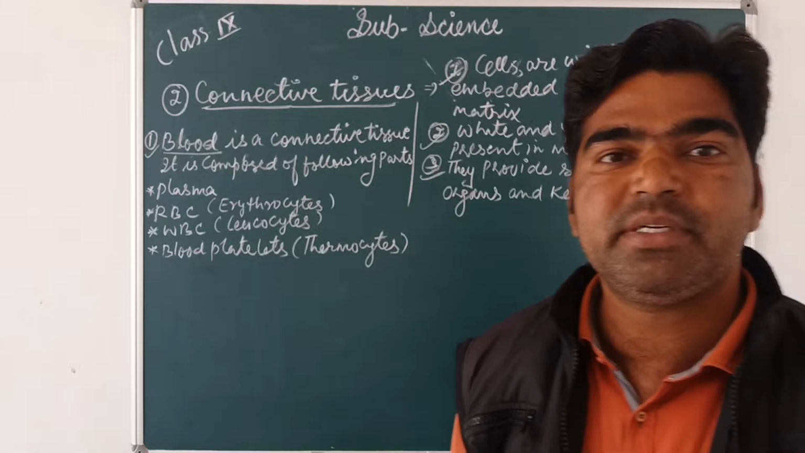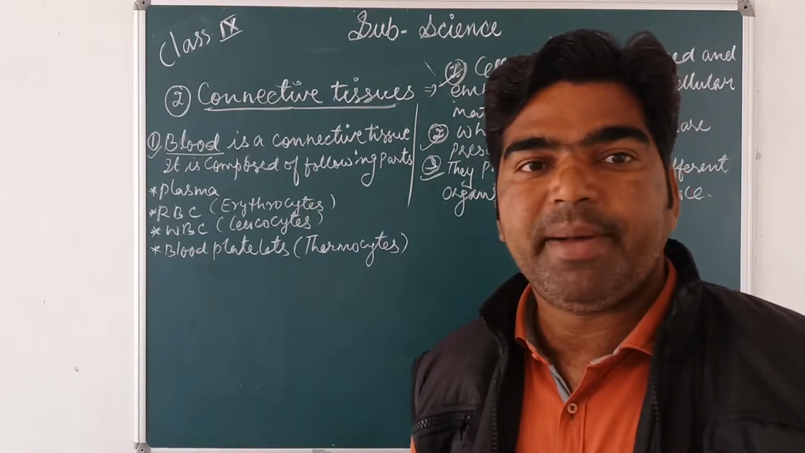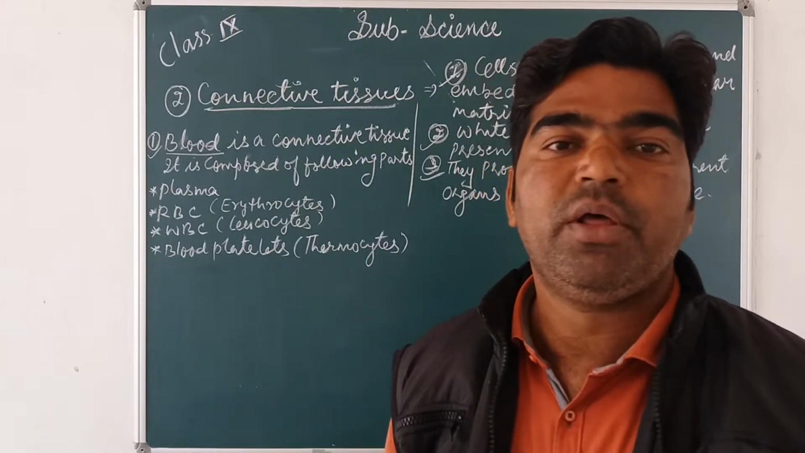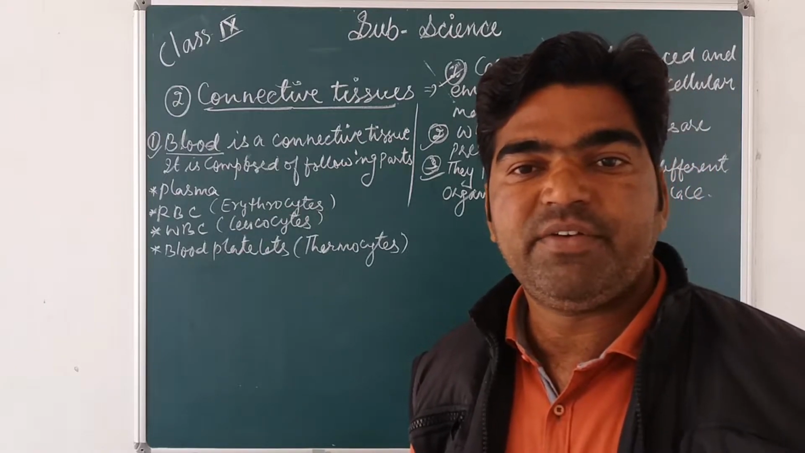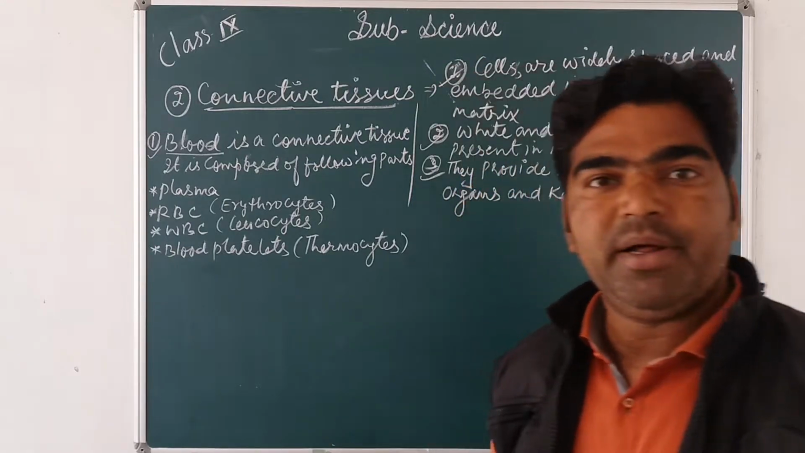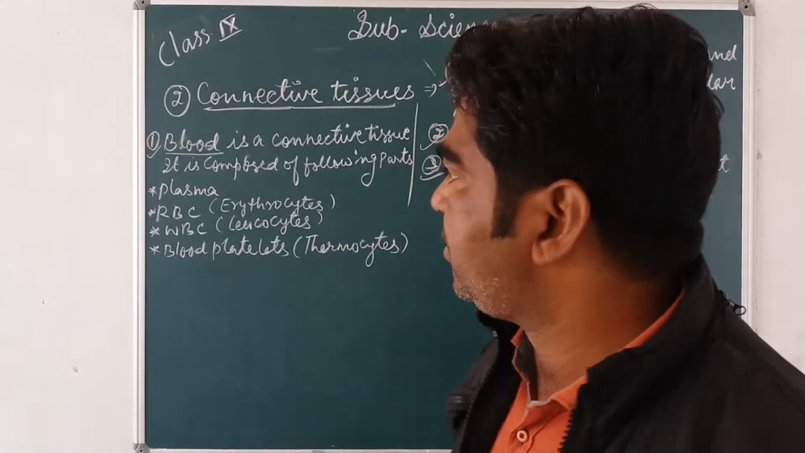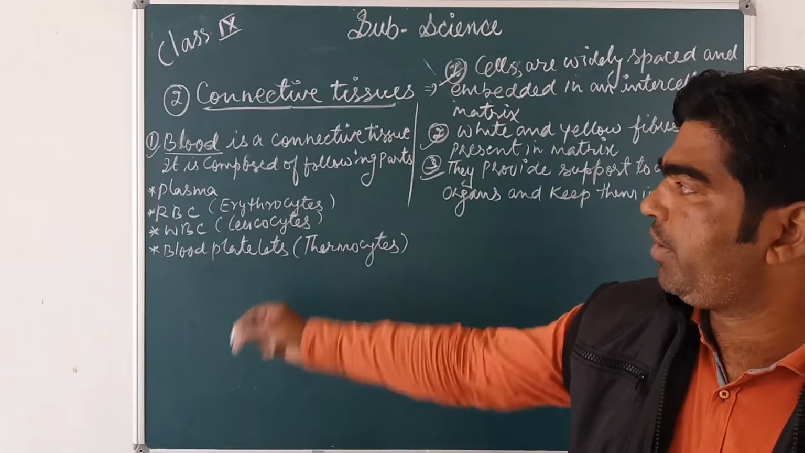Because it helps in the circulation or transportation of materials, food materials, and oxygen. It provides oxygen to the whole body. Whatever food materials are in liquid form will be transported to every part of our body by this blood. So that's why blood is called a liquid connective tissue. And this blood is composed of four different parts.